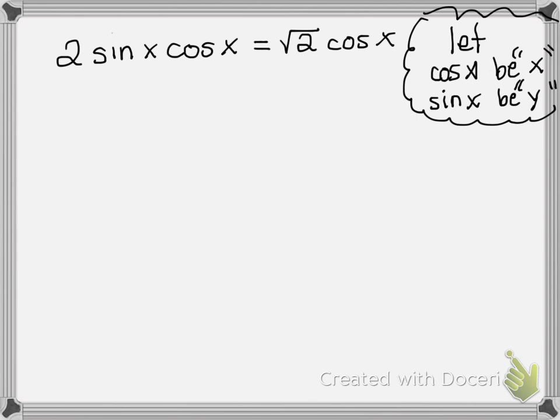First of all, this equation does not equal 0. So that's the first thing we need to do. In order for it to equal 0, we've got to get rid of everything over here on this right side. So I'm going to subtract the square root of 2 times cosine of x on both sides. Obviously, it's not like terms with the 2 times sine of x times cosine of x, so I'm just going to write it all out.